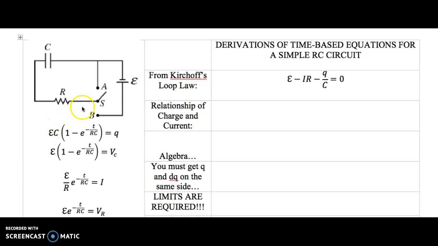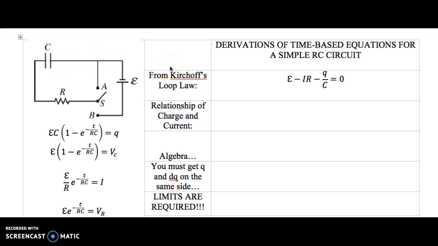So when I say a simple RC circuit, I mean one where you've got like a battery, some equivalent resistance, some equivalent capacitance. If there are parallel branches in there, that's a different sort of thing, and we'll learn how to deal with those in a little bit, on another class day.